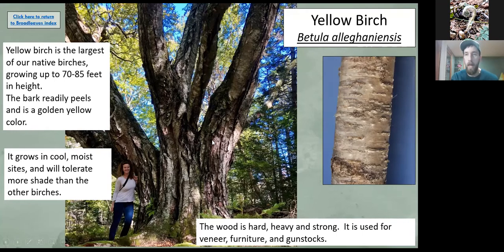They typically inhabit cool, moist sites. So along stream drainages is a classic place you're going to find yellow birch growing. Commercially, it has a lot of value. It's heavy, it's strong, it's great for making all types of woodenware, furniture, gun stocks. A lot of high quality plywood is made from yellow birch.